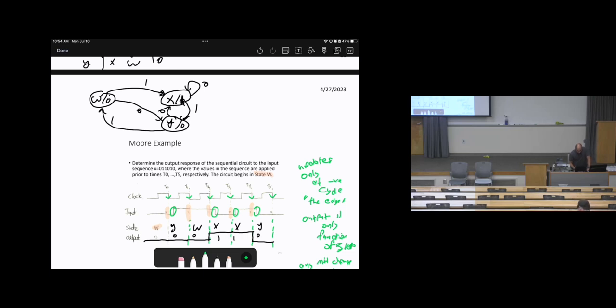Now the last one, we are at Y. Here is the update. We are at Y, and the input is 0. If the input is 0 and we are at Y, it will go back to X, and the output of X is 1. So it will go back to X with output 1. That's it.